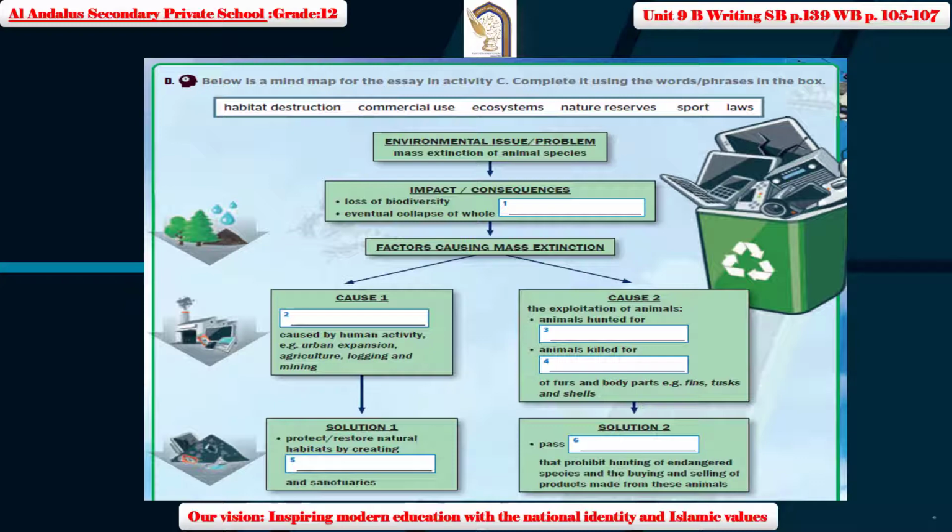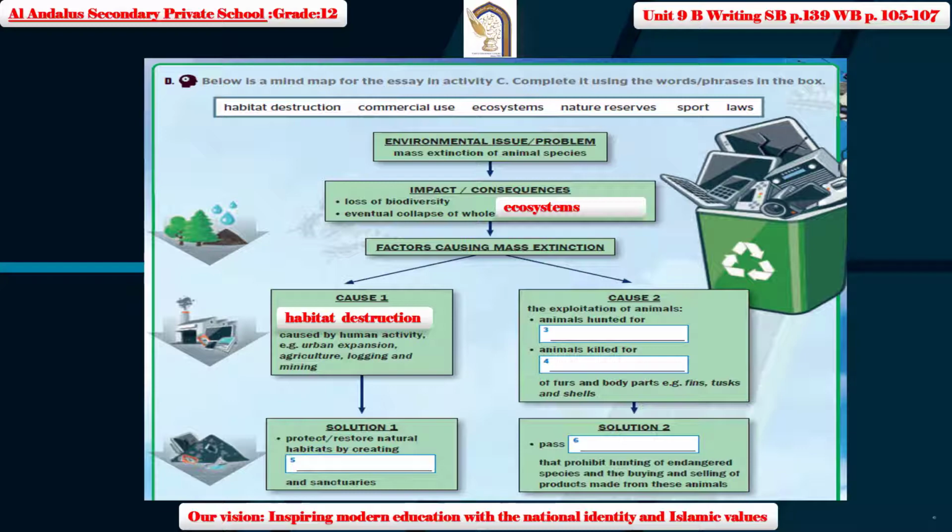Environmental issue or problem? Yes, this is the mass extinction of animal species. The impact or consequences? Loss of biodiversity, eventual collapse of whole ecosystems. Factors causing mass extinction? Cause 1, habitat destruction caused by human activity, e.g. urban expansion, agriculture, logging, and mining.